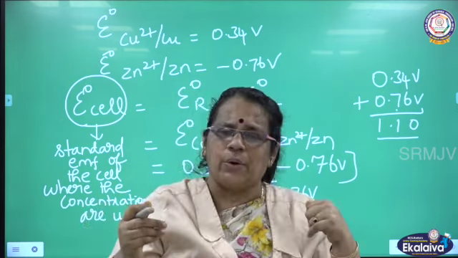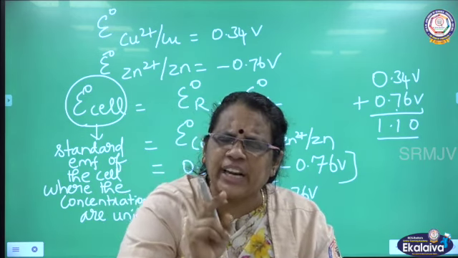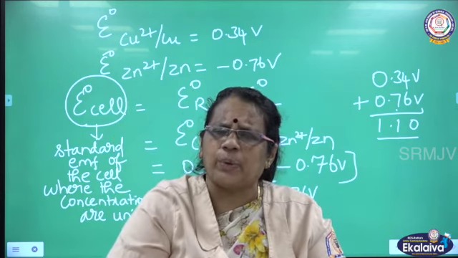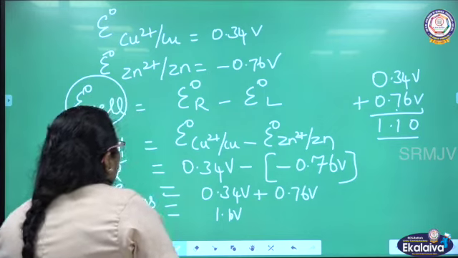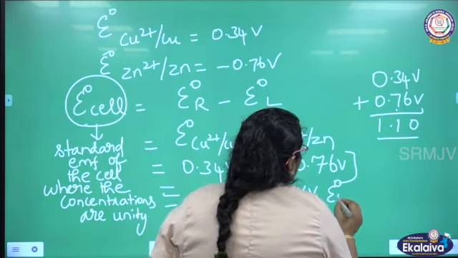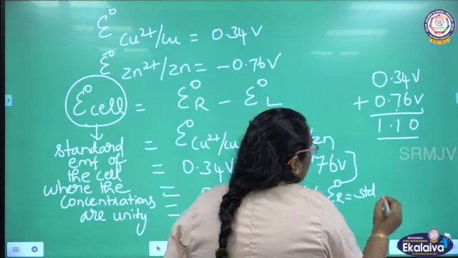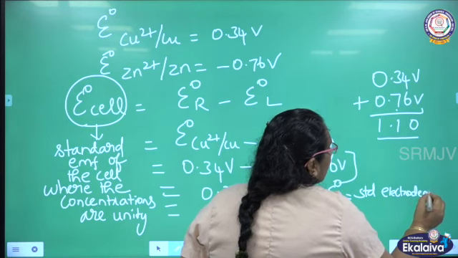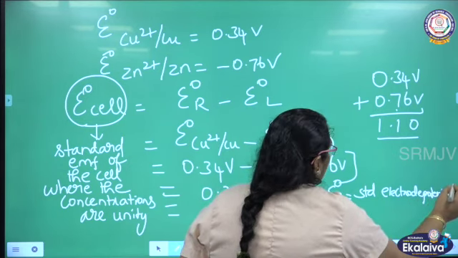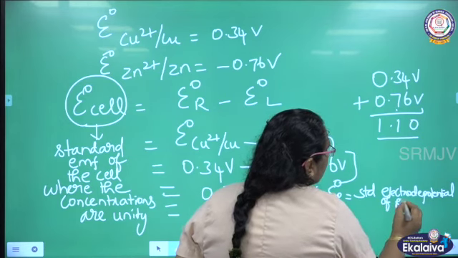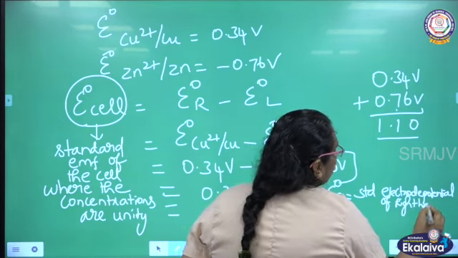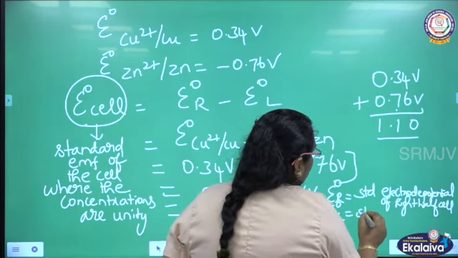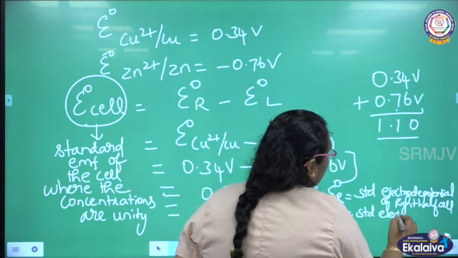What is E naught R? Standard electrode potential of the right of the cell. What is E naught L? Standard electrode potential of the left of the cell. So E naught R is the standard electrode potential of the right of the cell, whereas E naught L is the standard electrode potential of the left of the cell.